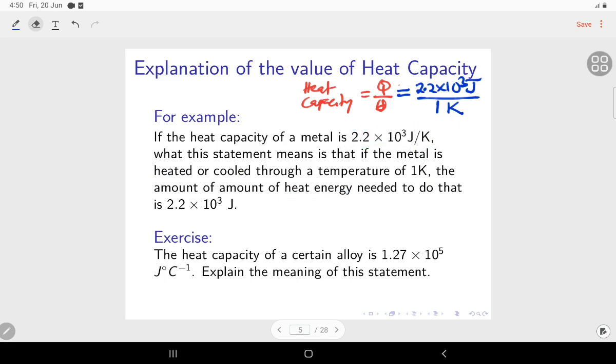If you understand this, then can you try this one for me? If I say a certain alloy has this heat capacity, what does it mean? Try it and let me hear your comments. Let me hear your answers in the comments.